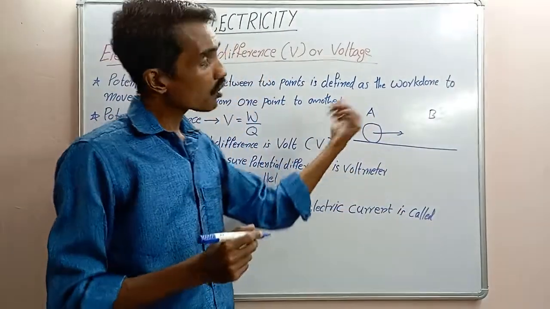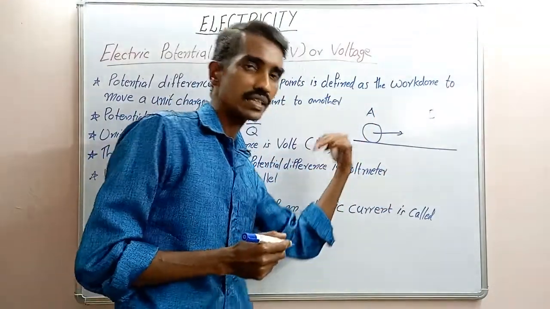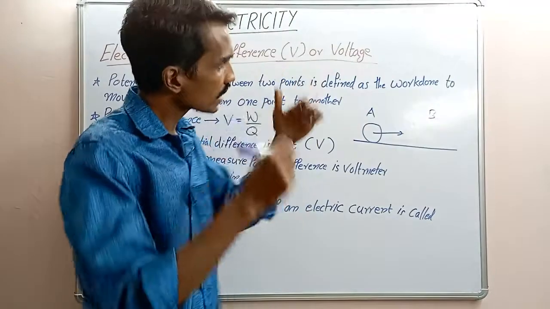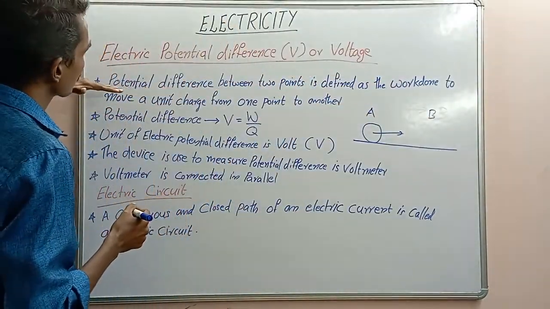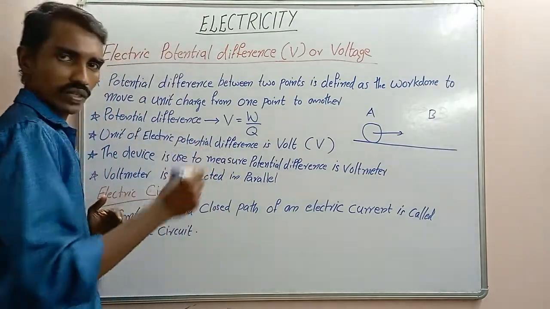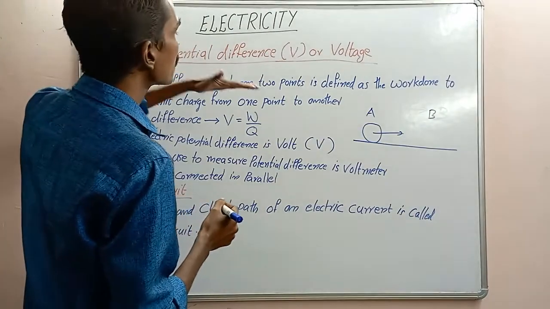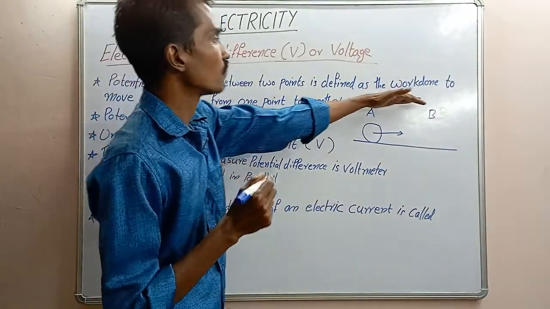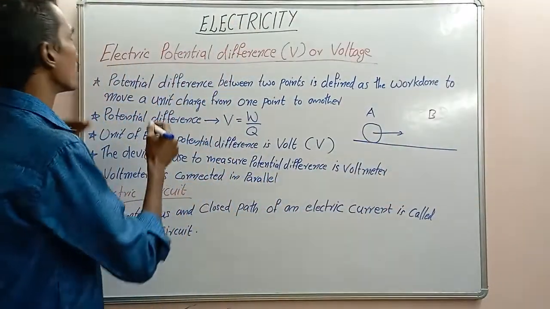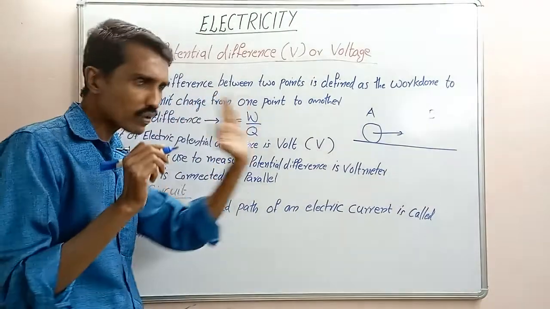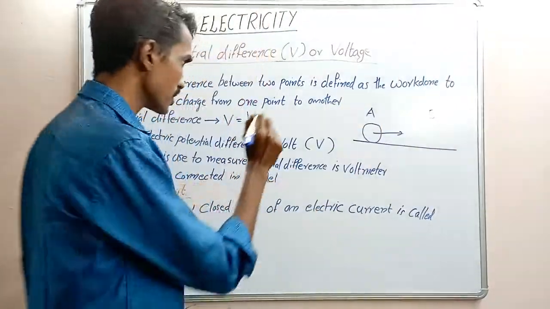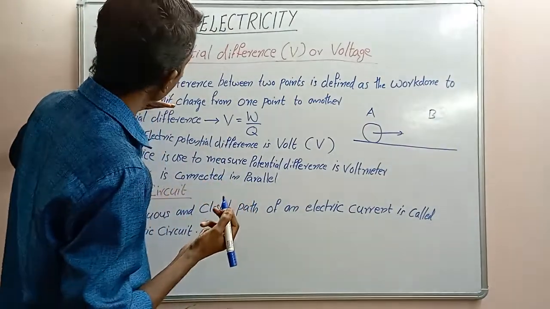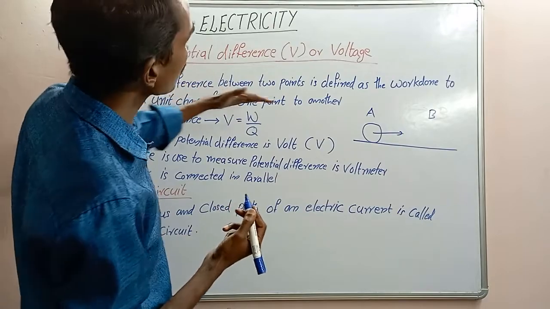To move the electric charge, we must do work. That work done is the potential difference between those points. The potential difference between any two points, here A and B, is defined as the work done to move a unit charge. Unit charge means one charge, to move from one point to another.